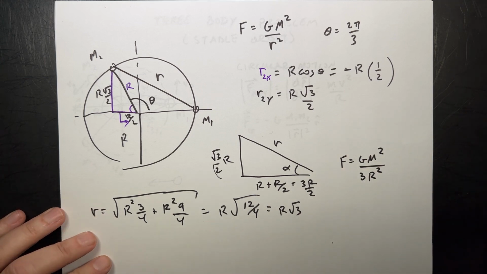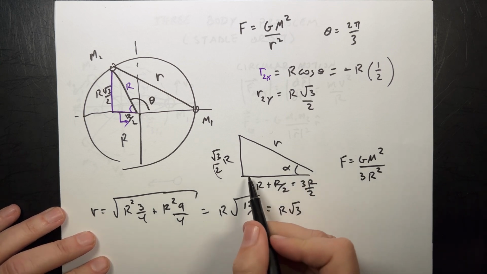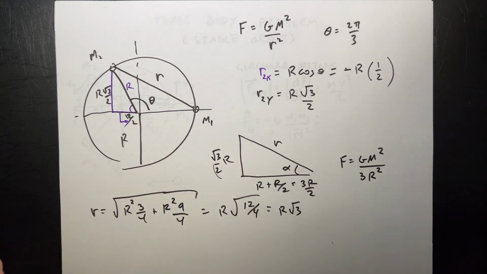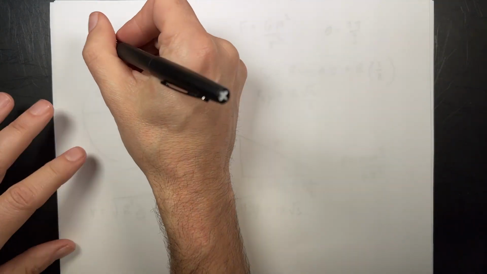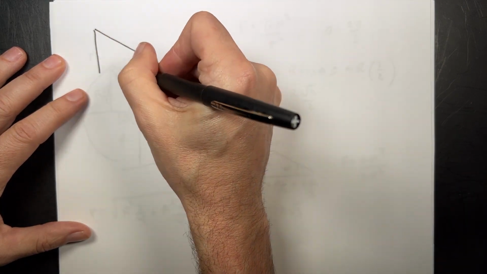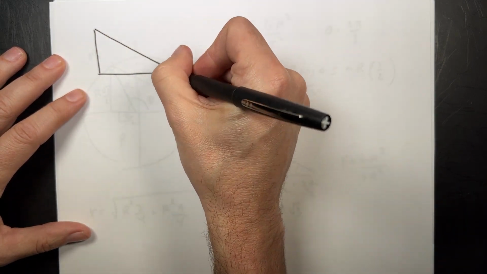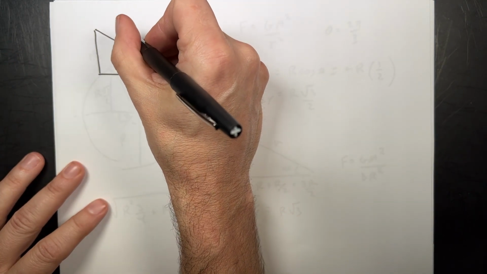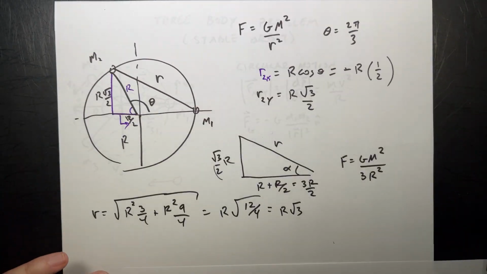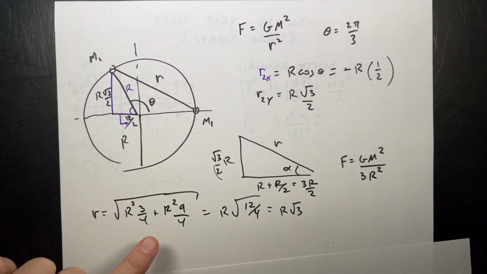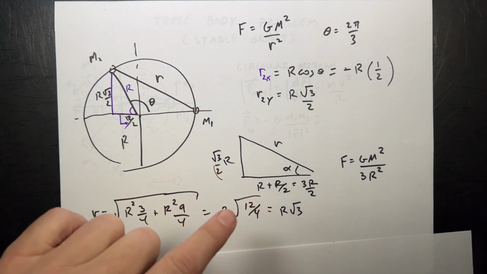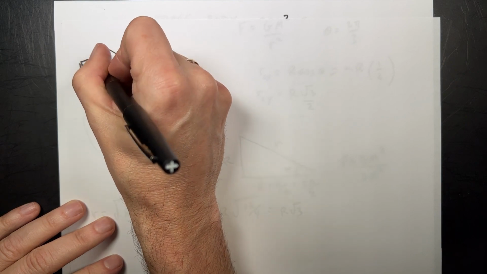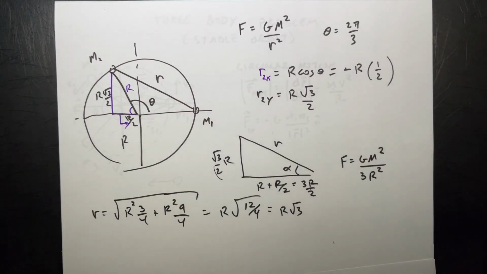That's pretty good. Okay, but now I need to find the x component of that force. So we're going to use this triangle again. Let me draw that triangle right here, because that's important for this angle. So this is alpha. This is the hypotenuse, which is the square root of 3 times r. That's right. And this is going to be the square root of 3 over 2 r, and this is going to be 3r over 2.